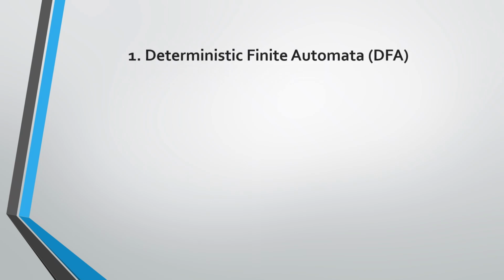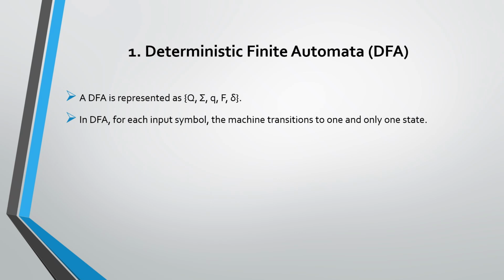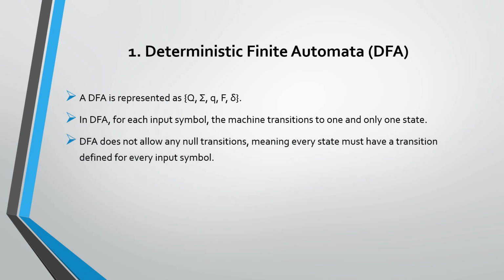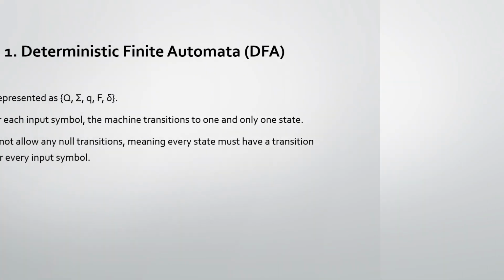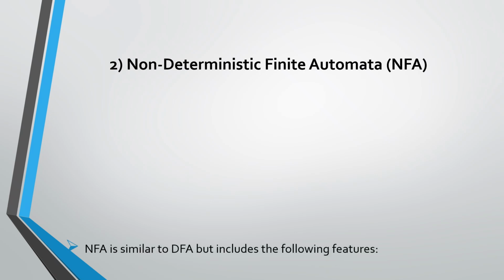So what is deterministic finite automata? It is defined as a tuple (Q, Σ, δ, q0, F). In DFA, for each input symbol, the machine transitions to one and only one state. So this deterministic finite automata does not allow any null transitions, meaning every state must have a transition defined for every input symbol. And the second one is non-deterministic finite automata.